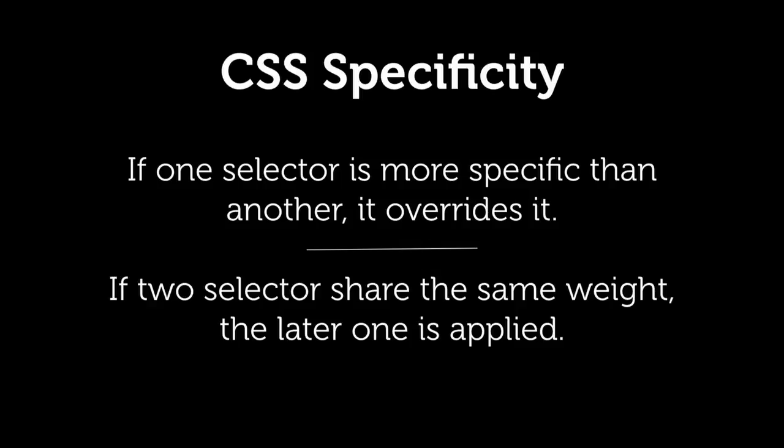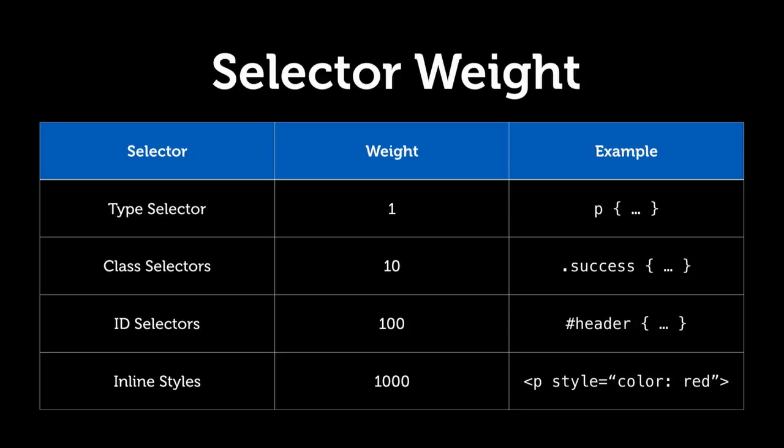And if two selectors share the same weight, source, and specificity, the later one that appears in the code will be applied. And there is a way to calculate the weight of a selector. For example, a type selector, that's, for example, a paragraph or an H1, weighs 1. A class selector, for example, this class success here, weighs 10. An ID selector, for example, the ID header, weighs 100. And inline selectors, for example, a paragraph with a color of red, weighs 1,000.